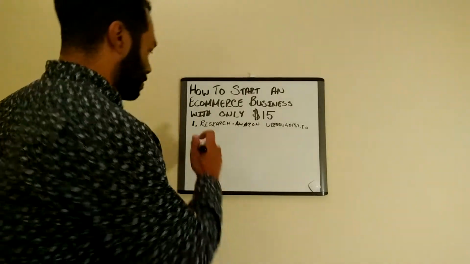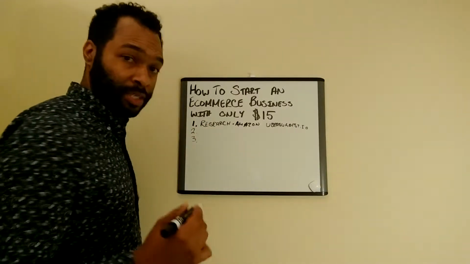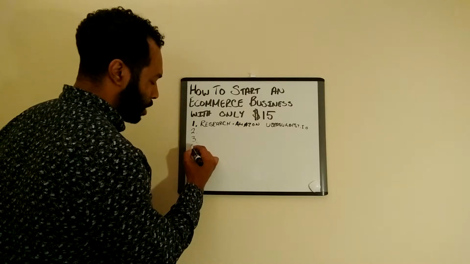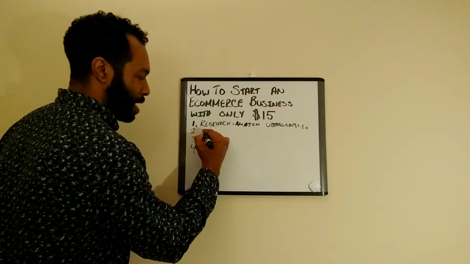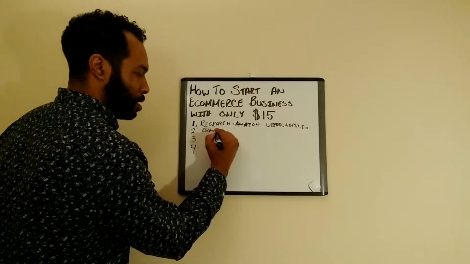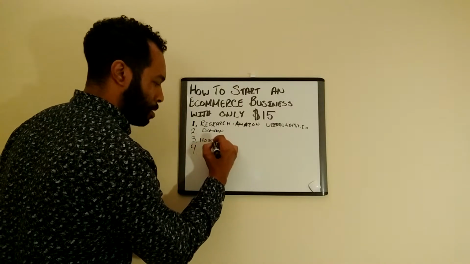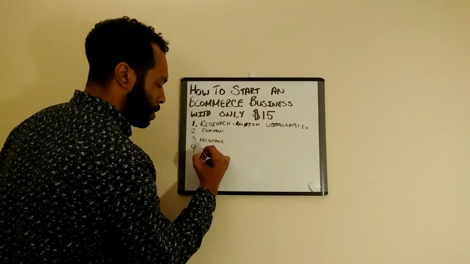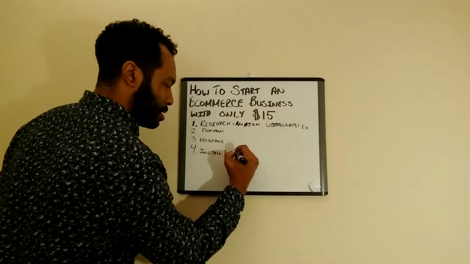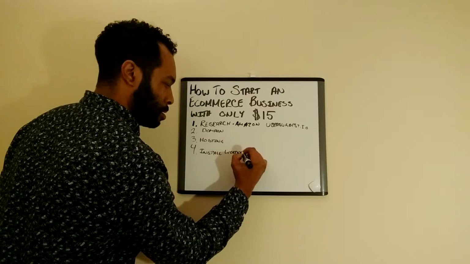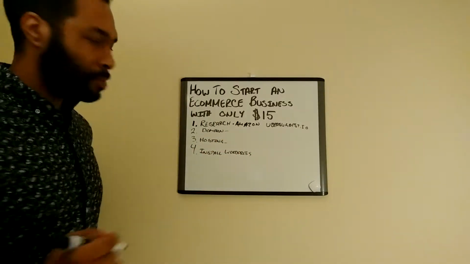So once you do that, this is where it gets simple. I'm just going to go ahead and tell you steps 2 to 4 are just setup. Now you need to buy a domain, buy hosting, and install WordPress. All right, so domain and hosting.